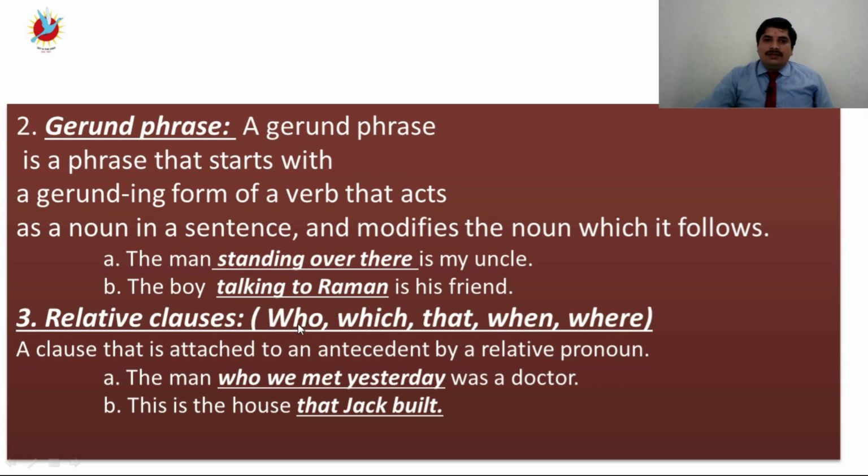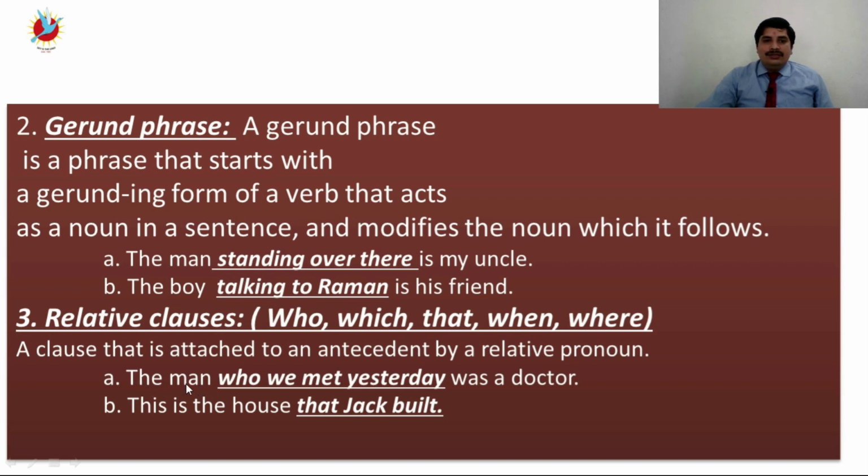Who is used for persons, which is used for things and animals, that is used for persons and things both, when is used for time and where is used for place. A clause that is attached to an antecedent by a relative pronoun is known as a relative clause. So the word which comes before this relative clause is known as its antecedent.